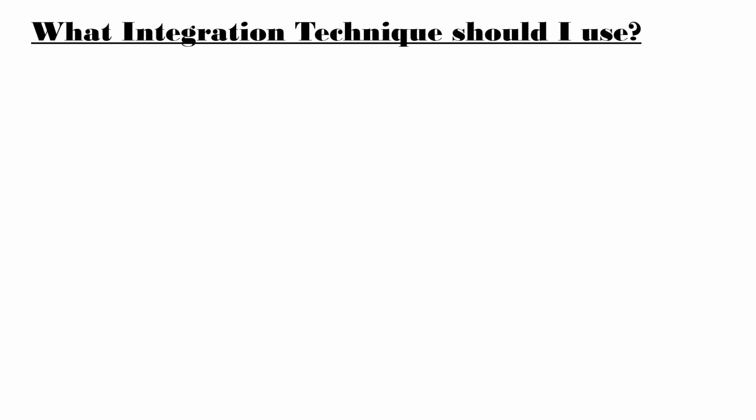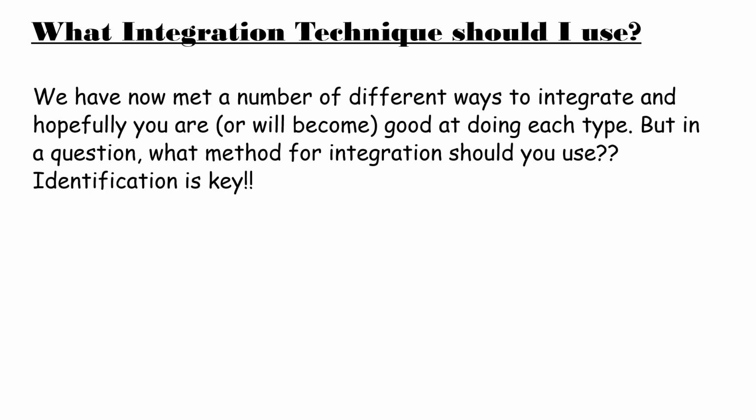It's like, how do I identify which technique to use? So we've now met a number of different ways to integrate, and hopefully you are or will become good at doing each type. But in a question, what method for integration should you use? This is where identification is key. So we really only have 3 ways. You have your basic rules, which is basically look at page 26. You have your integration by parts and you have use substitution.